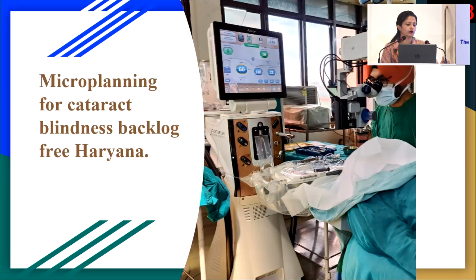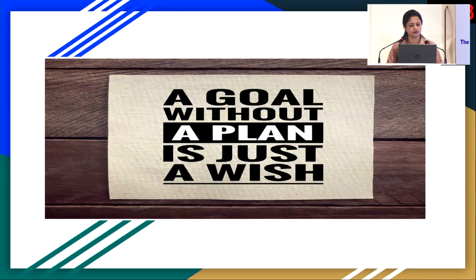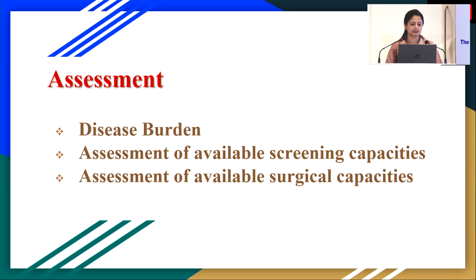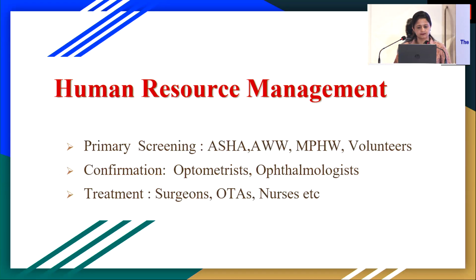Now, microplanning for declaring districts cataract blindness backlog free in Haryana. We say a goal without a plan is just a wish. So the team works at planning and executing. Various campaigns that have been proposed in our country are Cataract Blindness Backlog Free, Rashtra Netra Jyoti Abhiyan, Pradhan Mantri Motia Bind Mukt Bharat Abhiyan. Now the assessment that we have already done, we have assessed the disease burden. Then we have to assess the available screening capacities, and then of course the surgical capacities.